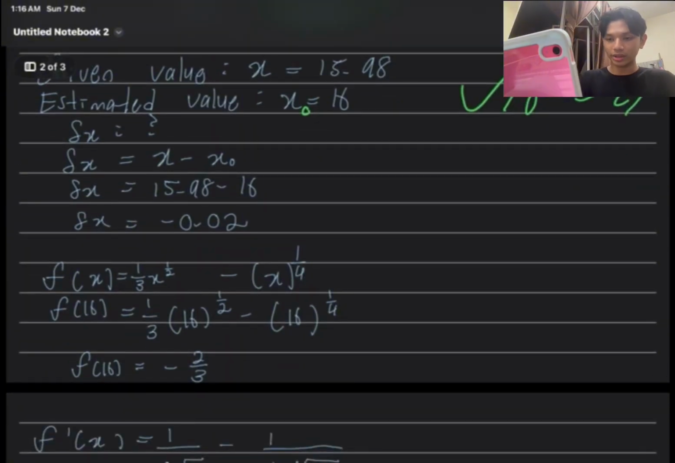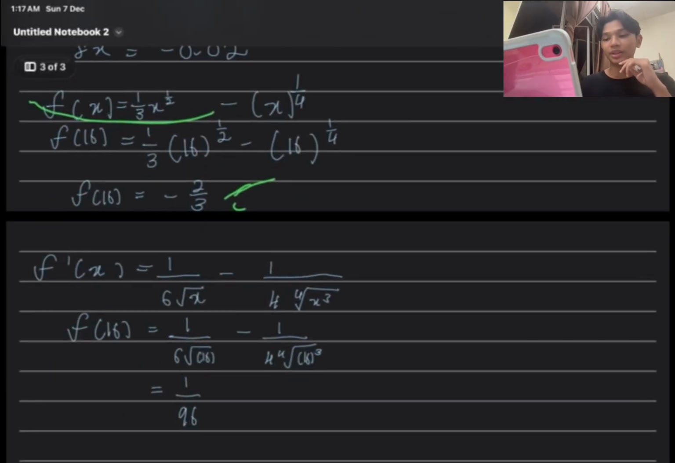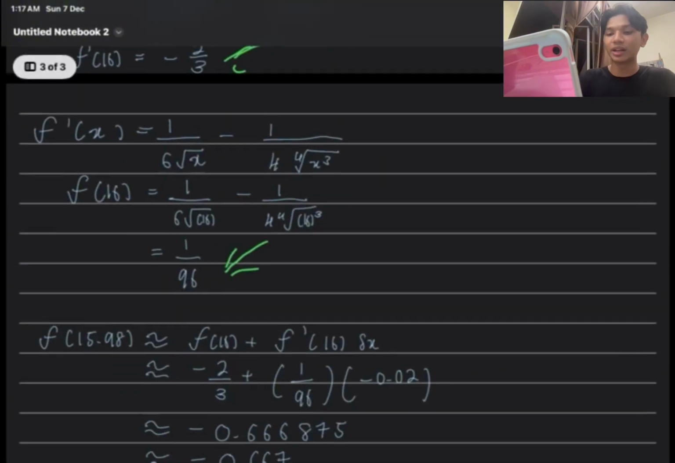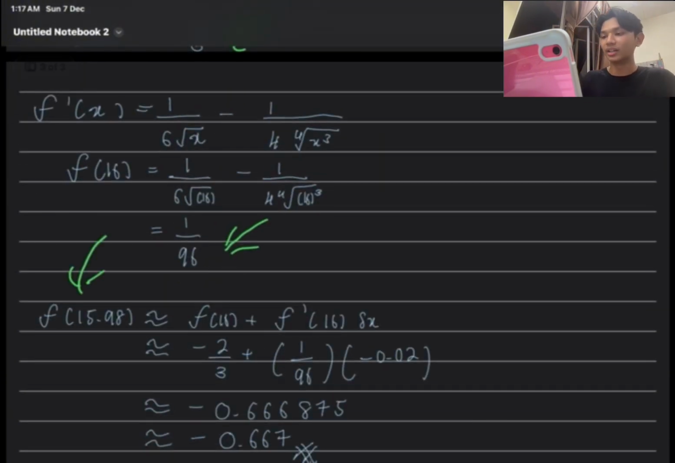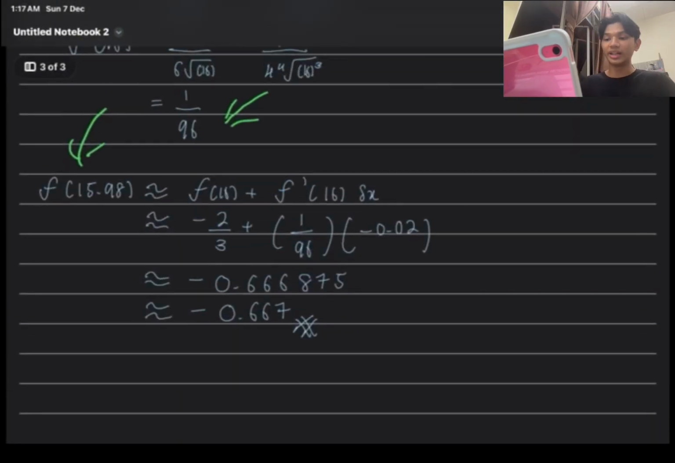Next, our f(x) earlier, we will replace the x with our estimated value 16, and we'll get negative 2 over 3. And our f prime x earlier, we will change the x with our estimated value 16, and we get 1 over 96. Now the last step, we need to apply the formula right here. Alright. And when you apply it, you will get the answer, negative 0.667.